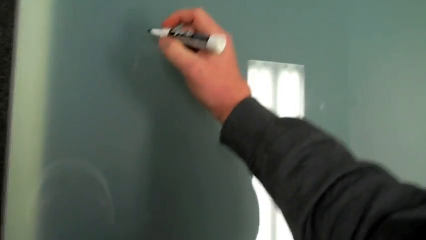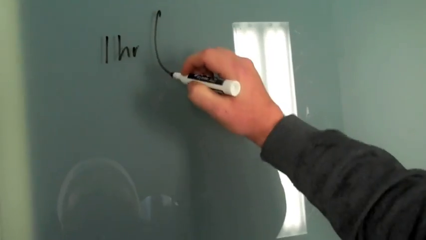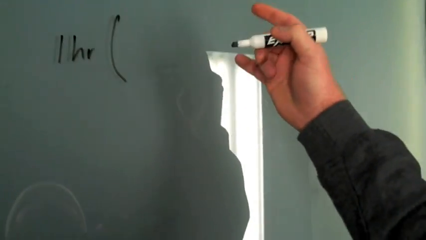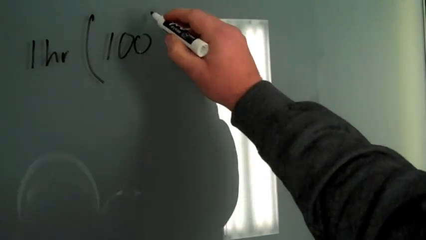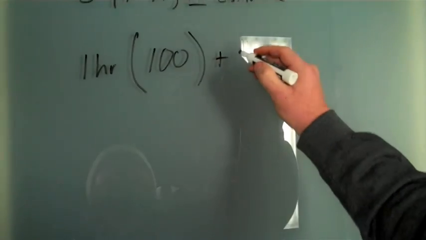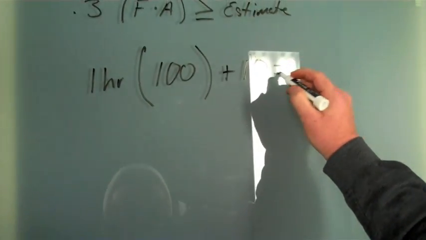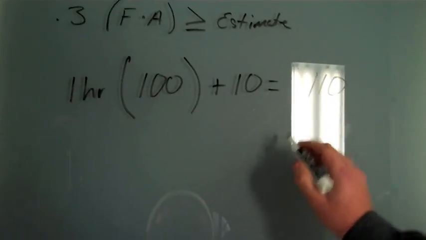So, to figure out the base price, again, this is a 1 hour job. I'm going to multiply that by my labor rate and overhead rate. If you add them together, it is $100 an hour. Okay, and then for a job this size, I'm going to use about $10 in materials total. So that gives me my base price of $110.